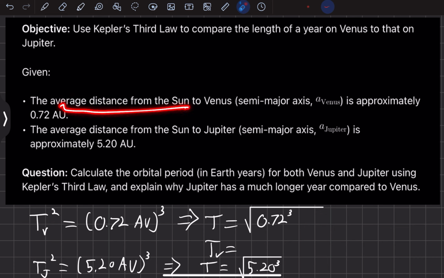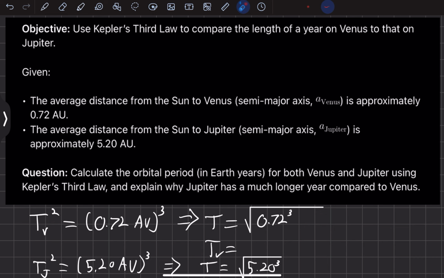So first off, the average distance from the sun to Venus, also called the semi-major axis, and what we're going to use as r, because we're again assuming that everything is undergoing uniform circular motion, is approximately 0.72 astronomical units. That means it's about 72% of the way between the sun and the Earth. Because remember, the Earth has a value of 1 astronomical unit by definition. The average distance from the sun to Jupiter is approximately 5.20 astronomical units. So Jupiter is about 5.2 times further away from the sun than the Earth is.